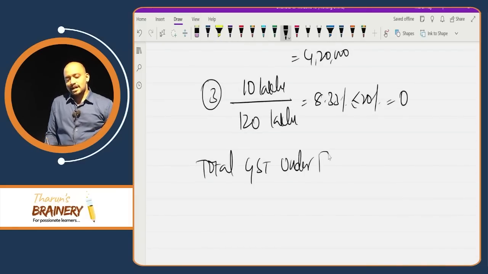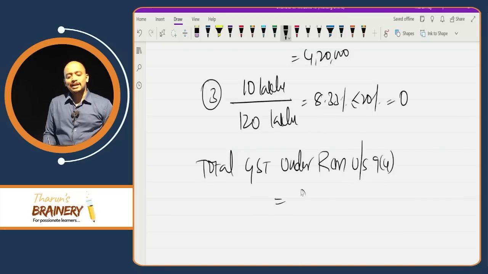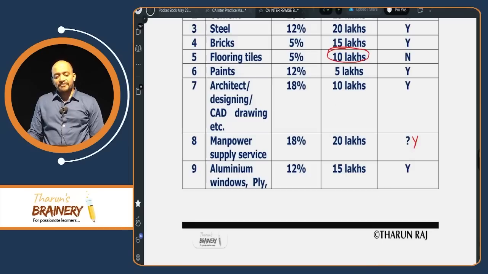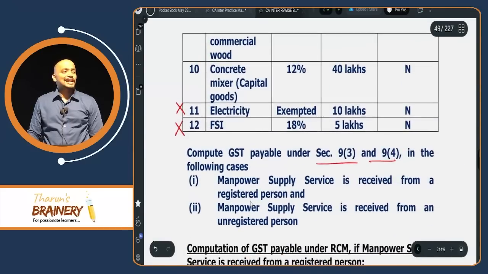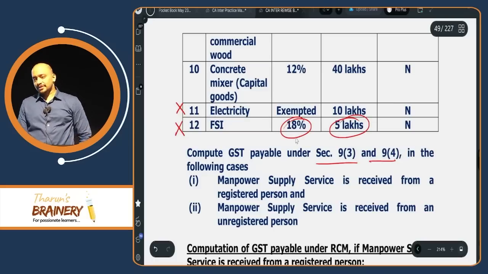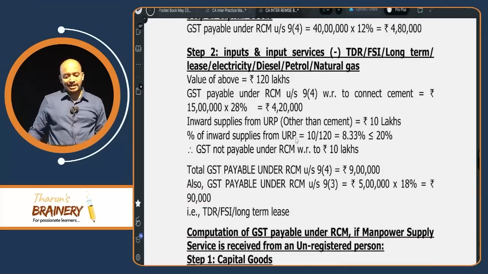GST under RCM under section 9 subsection 4 is 9 lakhs. Easy, are you understanding this? Now, under 9.3, what is it that we need to pay? On FSI, we need to pay GST under 9.3. Correct? So, 5 lakhs into 18%. How much? 90,000.